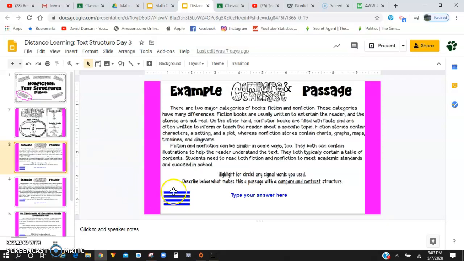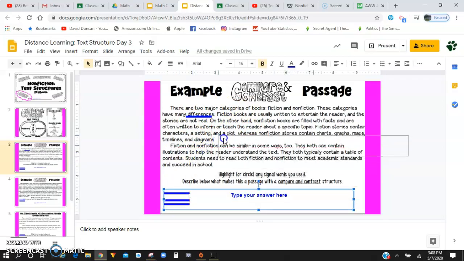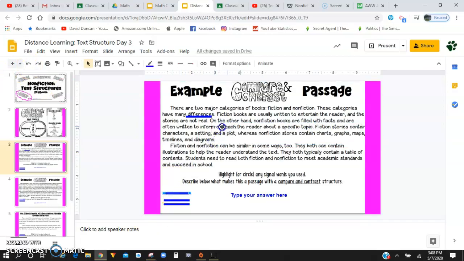So some signal words I identified in this text were, the first one, many differences. Okay, that's telling me as a reader the author is going to start identifying the differences between these texts. Another signal word that I read was on the other hand. Another signal word that I read was similar in some ways too. And both was another signal word.